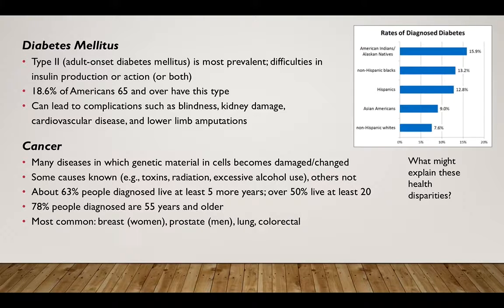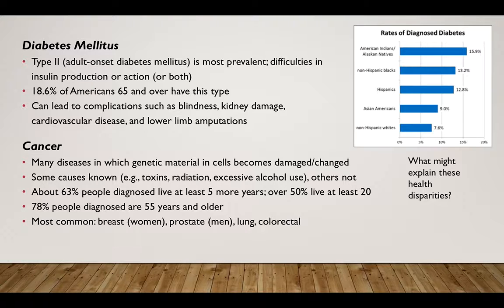78% of the people diagnosed are 55 years and older. The most common types of cancer include breast cancer, especially among women, and prostate cancer among men, lung and colorectal cancer. Make sure to read The Prostate Cancer Dilemma on page 111 to better understand why there is a current controversy.